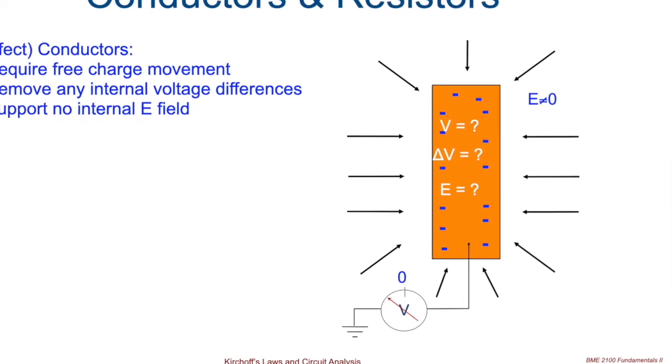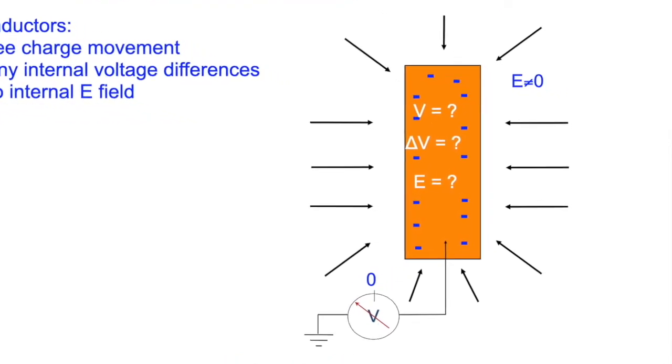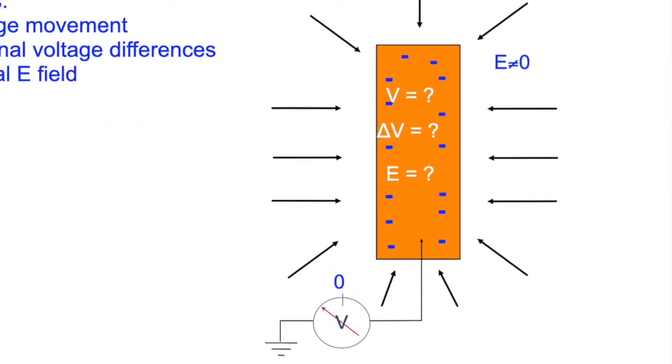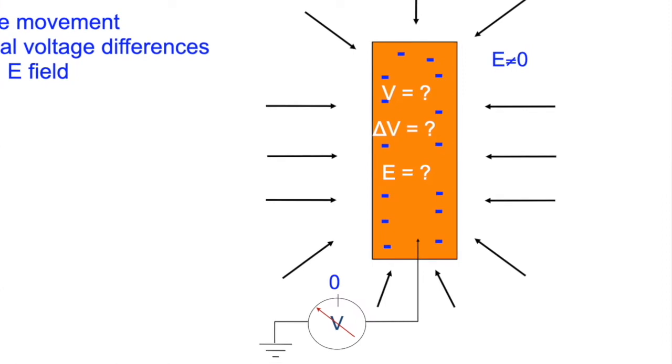So a perfect conductor has complete movement of charge inside it. The charge is free to move around, redistribute itself as needed in order to reduce all of the voltage differences that arise within that piece of material.